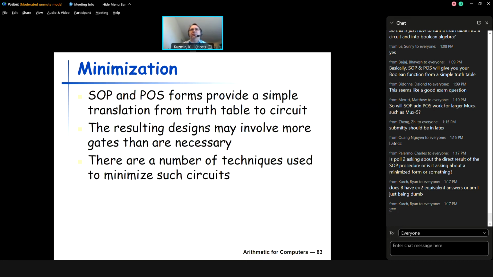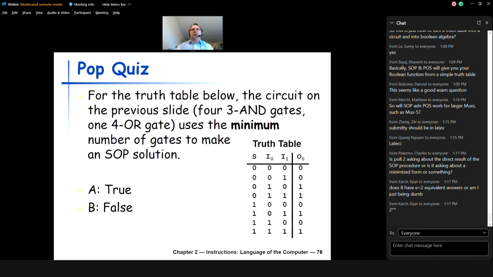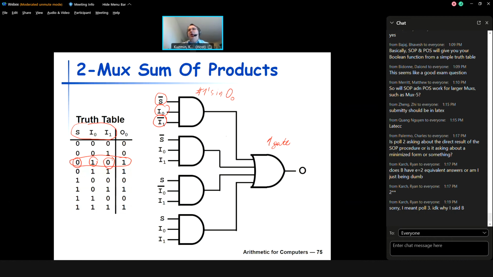Is Poll 2 asking about the direct result of the SOP procedure, or is it asking about a minimized form of something? So Poll 2. This one? Well, it is asking about the circuit on the previous slide and whether you can implement the same Boolean function with the same truth table using fewer than this number of gates.